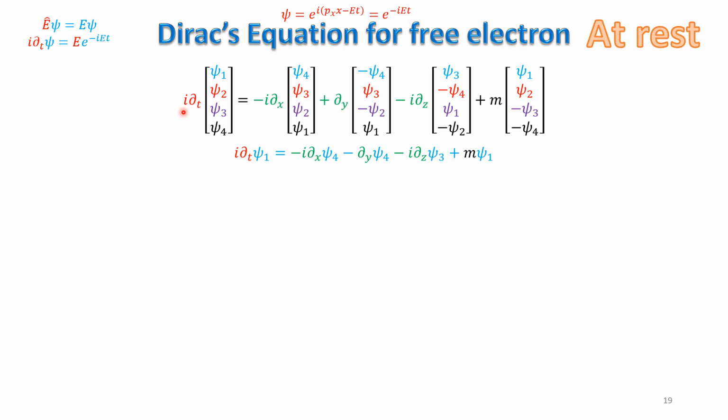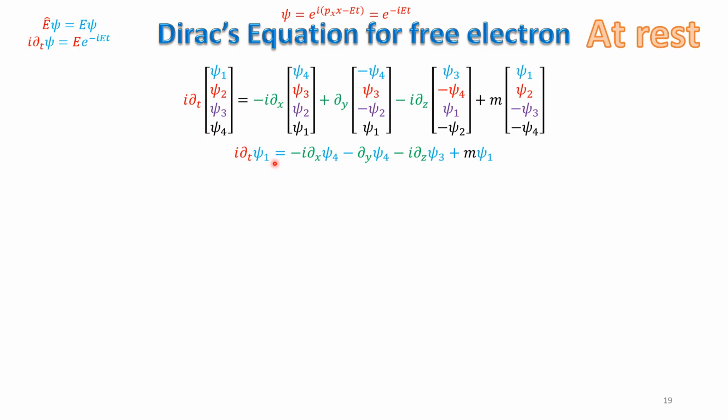I into slope in time operated on psi1 equals minus I into slope in x operated on psi4 plus slope in y operated on minus psi4, minus I times slope in z operated on psi3 plus m into psi1. Now here you can identify that the one I is sucked into the I present in this matrix.